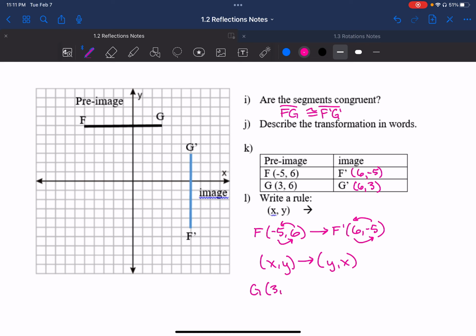Now let's see, G is 3, 6. So according to my rule, G prime is 6, 3. And, well, yes, it is. So I feel confident enough to say that this is my rule. Now, how am I going to describe this? Well, I got to take a look at what is happening here.